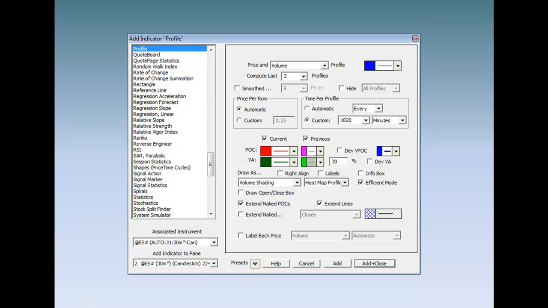Now, also, the profile indicator in Market Delta has seen some significant improvements, and there are a lot more options in terms of how you can show the profile. Here, when you select this button, there is a number of them. You're able to display the developing VPOC and the developing value areas. You're able to extend a number of naked key parameters on the profile. You're able to label each price with the volume that it has. Some significant changes there as well on the profile tool.